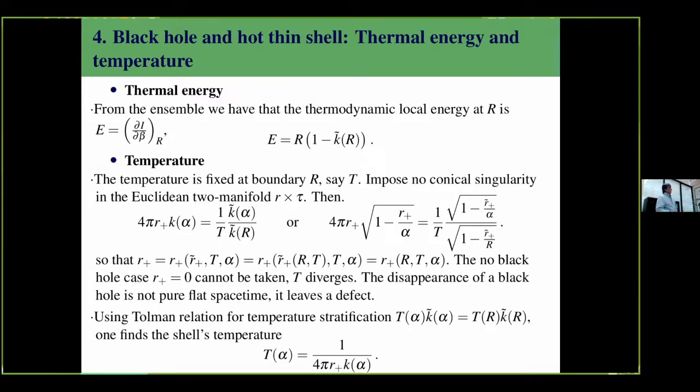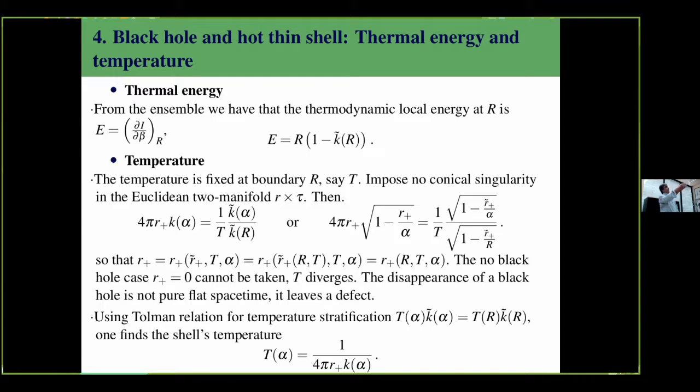Okay, so we get an expression for r plus in terms of r plus tilde, so the horizon radius of the black hole inside is a function of r plus tilde, of T and of the shell radius alpha. And as we will see, the gravitational radius of the shell is a function of r, T. So r plus is a function of r, T and alpha. Now, it's interesting to note that in this formulation, the no black hole case cannot be taken because r plus is equal to 0, T diverges, T is constant. So you cannot take that.